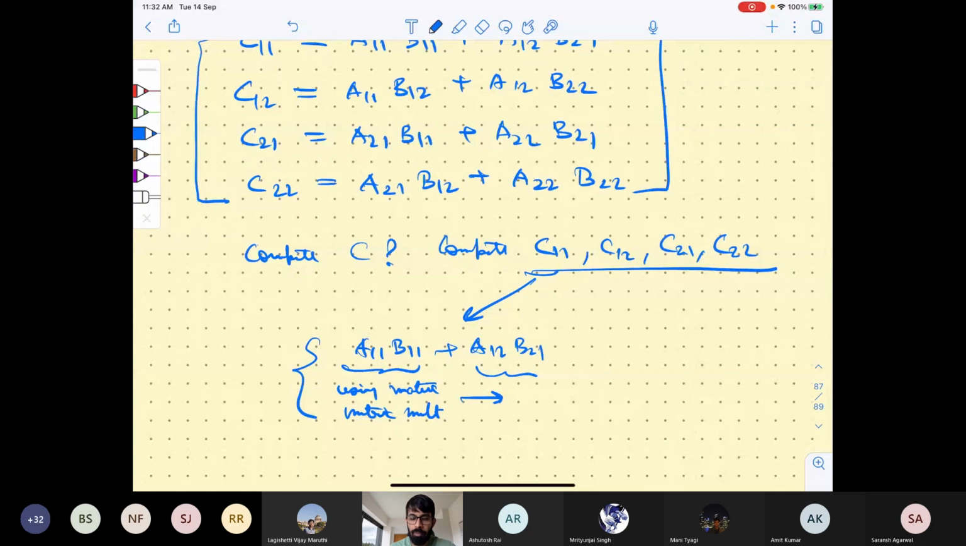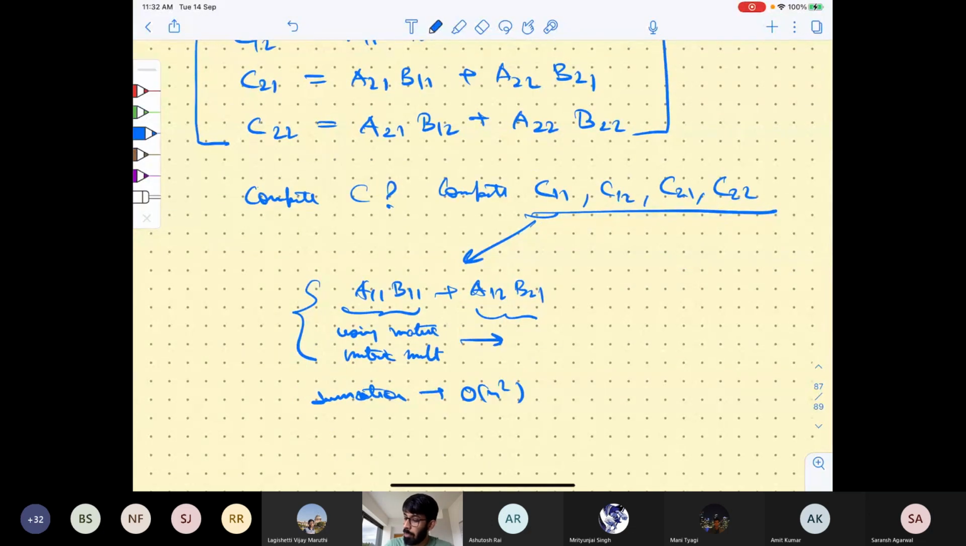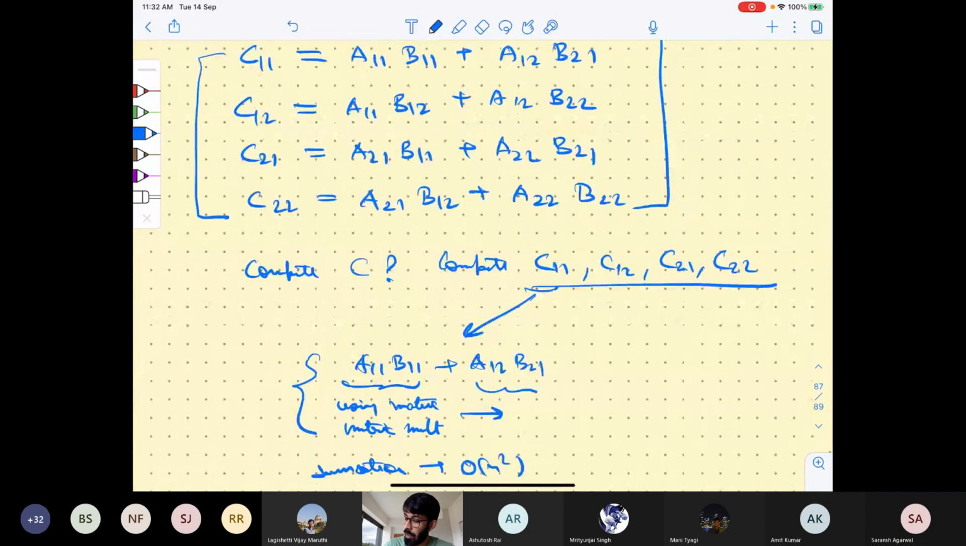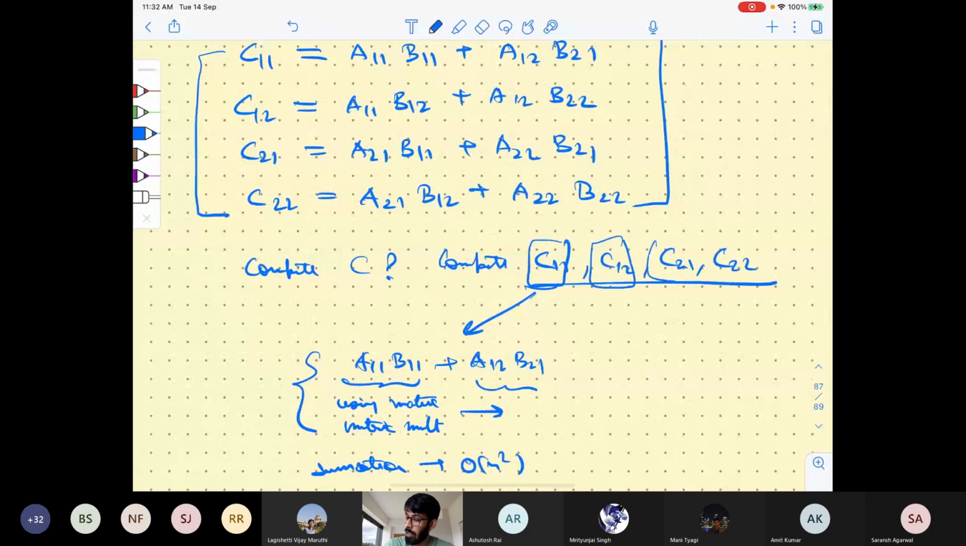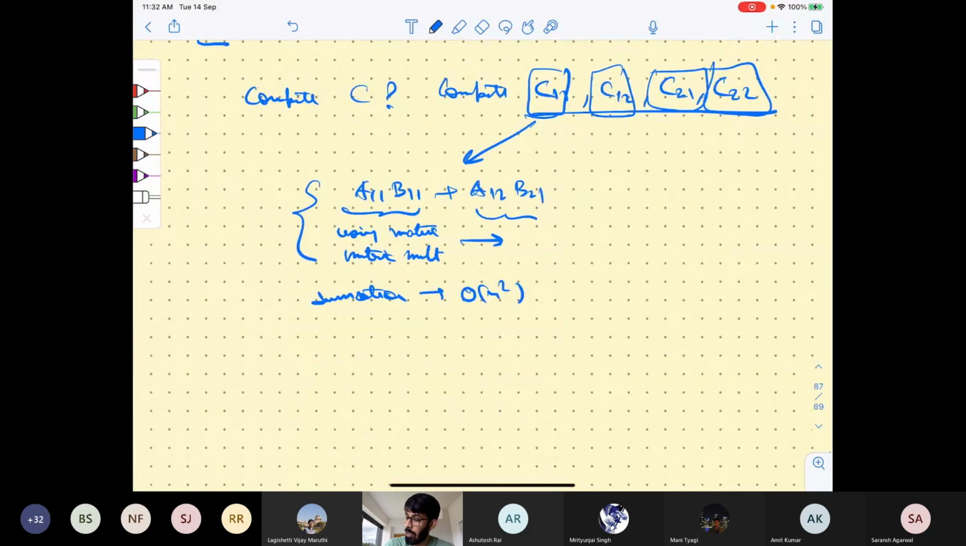Compute the sum of two of them? Order n square. Order n square time, right? So summation will be order n square time, right? So once you sum these up, then you get one part of C. Similarly, you have these four parts, right?